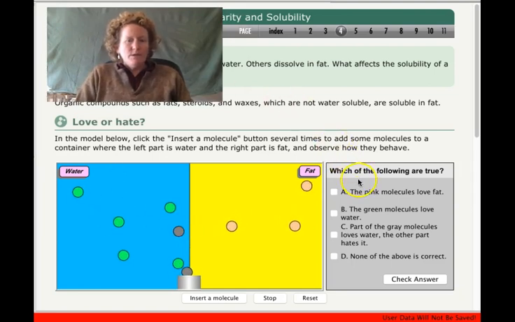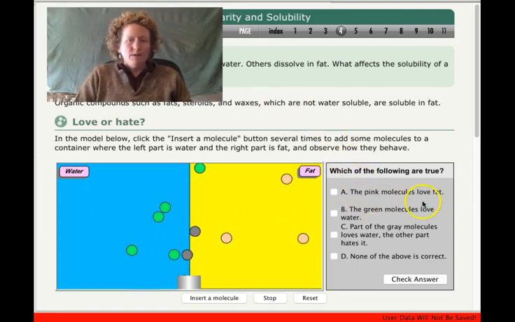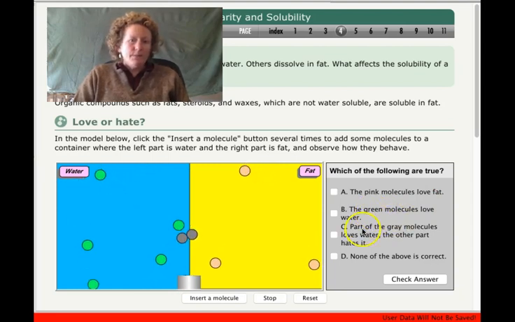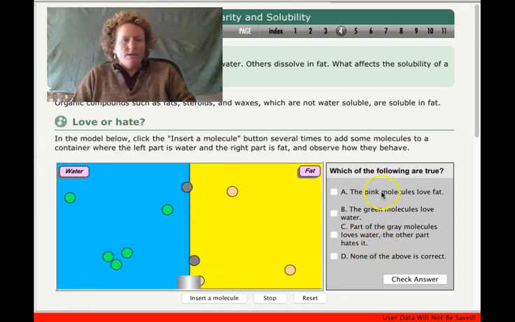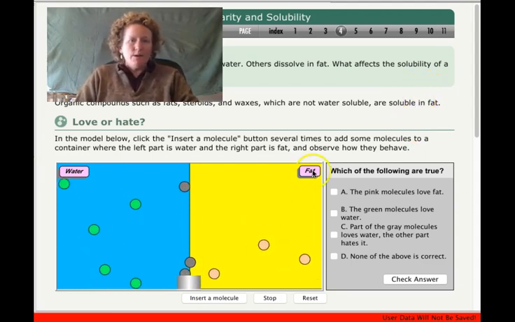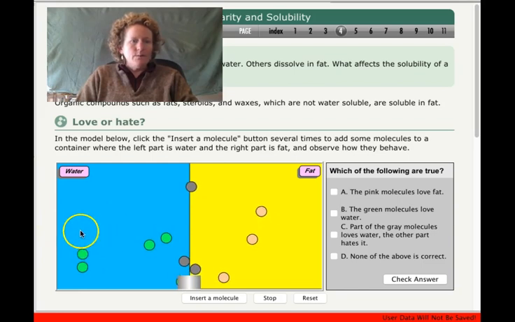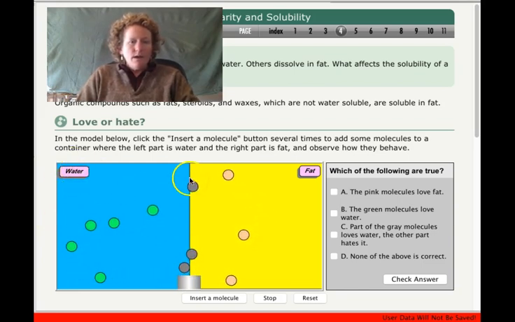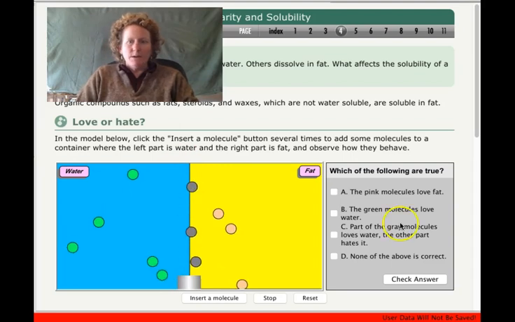So which of the following do you think are true? A, the pink molecules love fat. B, the green molecules are loving the water. C, part of the gray molecules loves water and part hates it. Or D, none of the above is correct. You decide. Look at those pink molecules. Where are they? Look at the green molecules. Where are they? And where are those gray molecules? They're hanging right out at the boundary here.